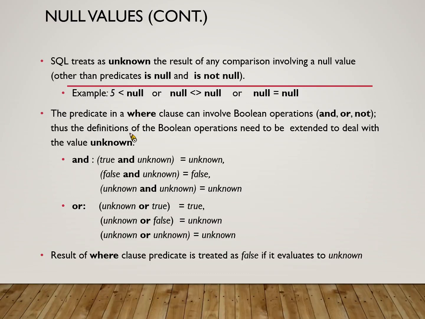The predicate in a where clause can involve Boolean operations. Thus, the definitions of the Boolean operations need to be extended to deal with the value unknown. For example, if we use the logical connective AND, comparing true and unknown, it will return unknown. And if we use OR, unknown or true will return true. And the result of a where clause predicate is treated as false if it evaluates to unknown.